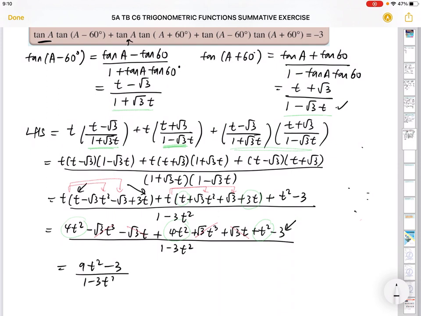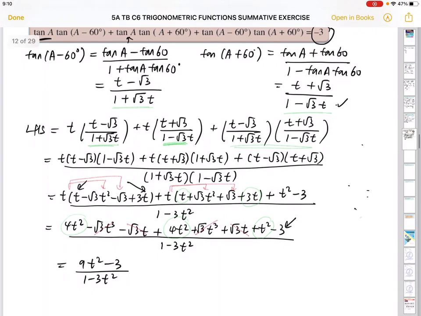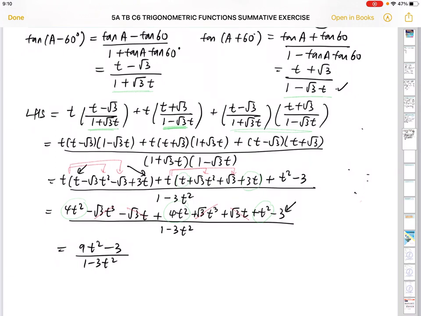We can factorize negative. We take out negative 3. If I take out negative 3, 9 divided by negative 3 is just negative 3, but I still have a t squared at the back. Negative 3 divided by negative 3 is just 1, I just put in front. 1 minus 3t squared. When you cancel, you get negative 3. And this is the same as your right hand side.